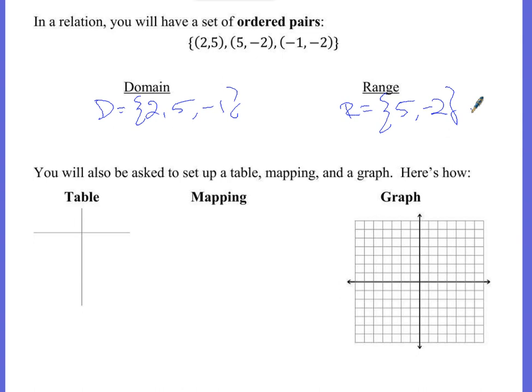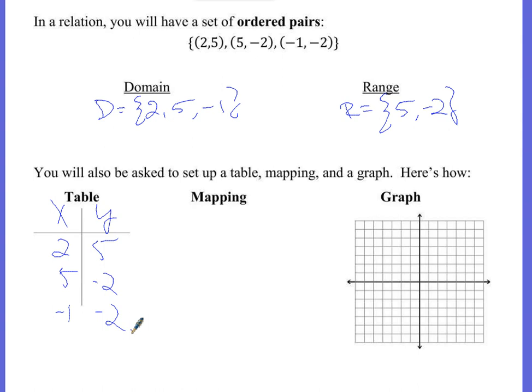So you're also asked to make a table, a mapping, and a graph using those ordered pairs right there. So to make a table, all you do is what we've been doing. X and Y at the top of the table, and then you write all your ordered pairs. 2, 5, 5, -2, -1, -2. That's all you got to do. I'm going to skip the mapping for now. Let's go on to the graph.